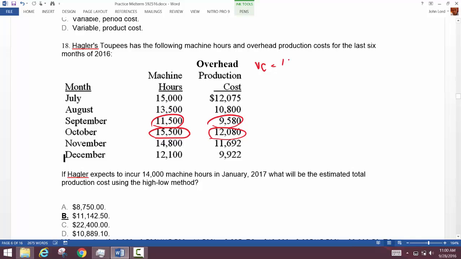Okay, good. So we're going to come up with our variable cost per unit by taking the high, 15,500, minus the low, which is 11,500. Okay, good. So we get a difference there, and then we're going to do the same thing with the number of units, or machine hours, I should say, which is, oops, wait a minute. Yeah, we got this flipped. So go ahead and erase that for a second.